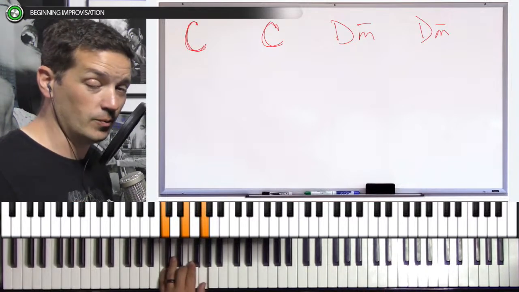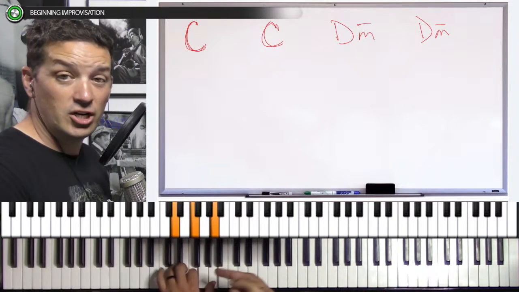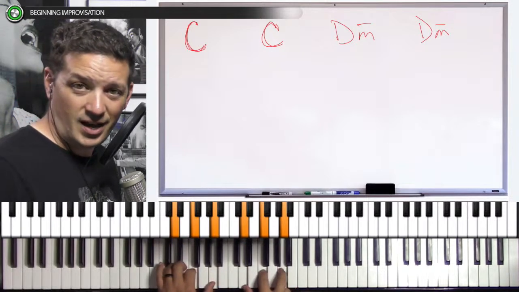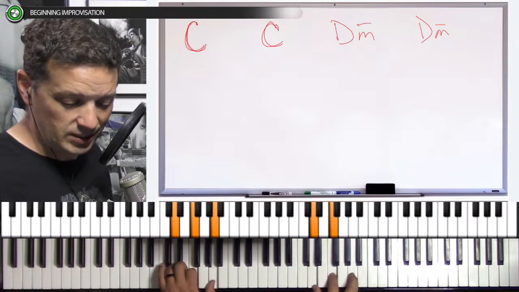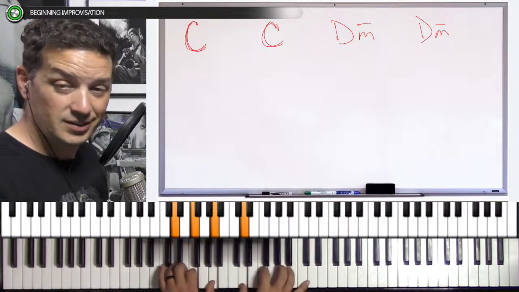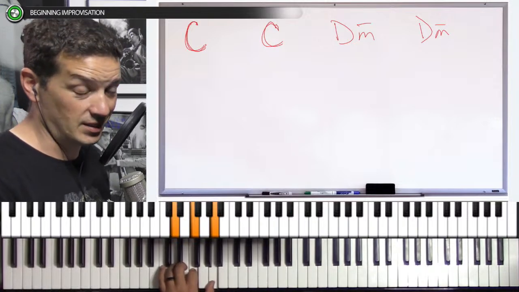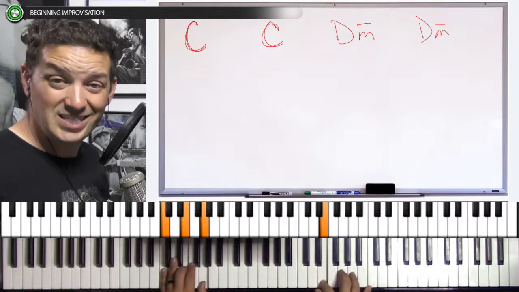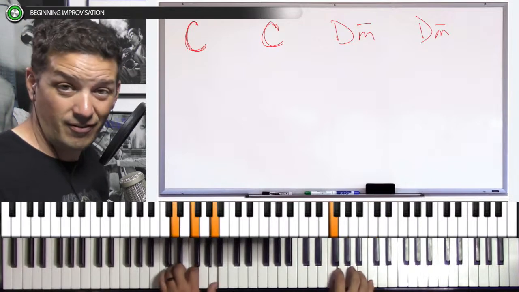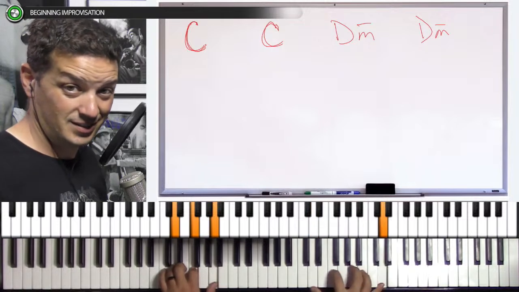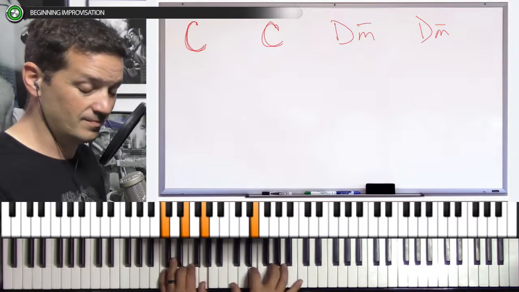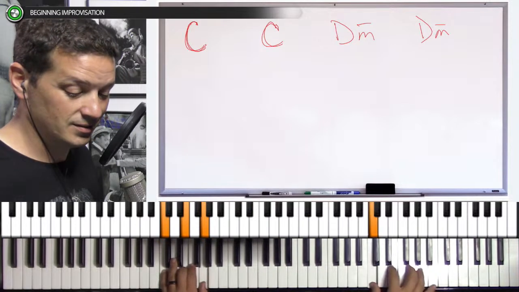Now, here's the tricky part. When it's time for the D minor, play notes from the D minor chord. So that would include D, F, and A. And then I would do D's, F's, and A's, wherever I wanted to during that section. And then when it's time to switch back to the C, we'd go back to the C's, E's, and G's. C, E, G, C, E, G, F, A, D. C, E, G.